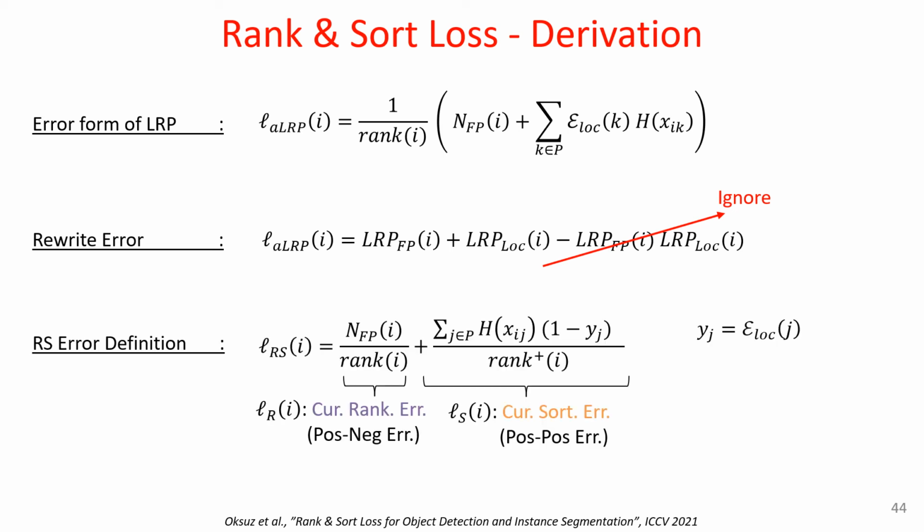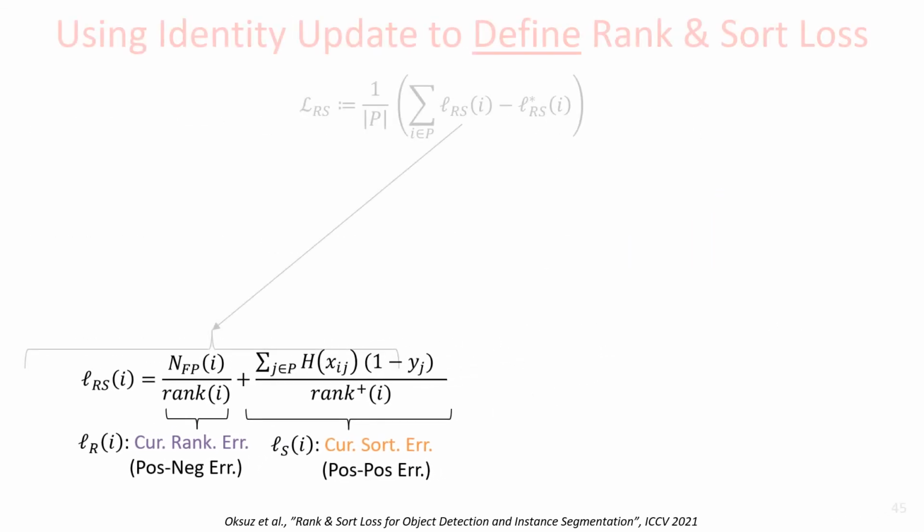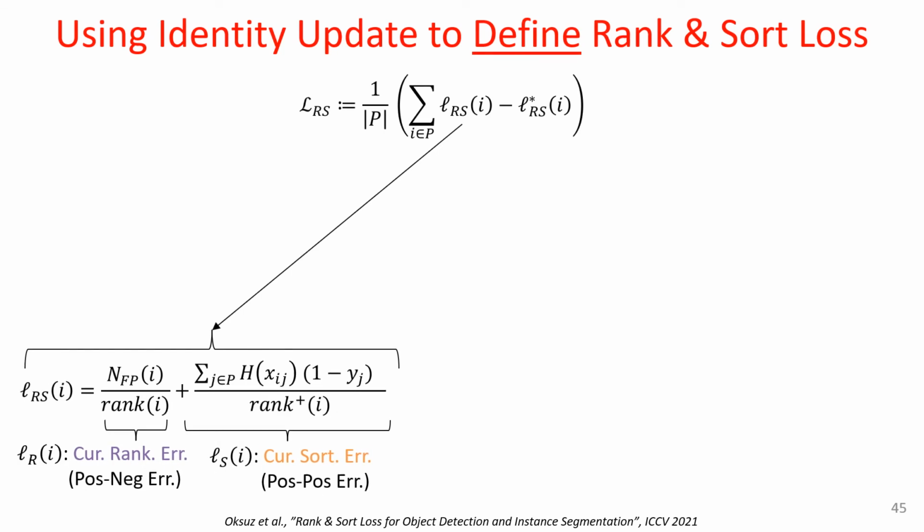The resulting expression corresponds to the current rank and sort error, such that the first part measures the ranking error between positives and negatives, and the second part evaluates how well the positives are sorted with respect to their intersection over unions. Given logits and their continuous labels between 0 and 1, such as IOU, RS loss is defined as the average of the differences between current and target RS errors over positives following the identity update. And this part corresponds to the current RS loss.